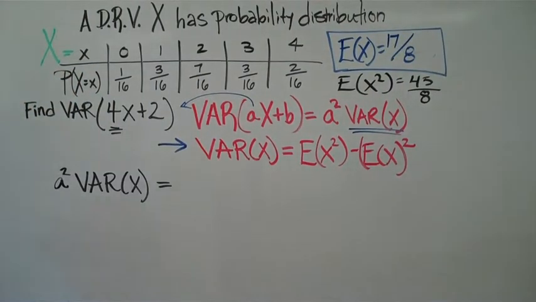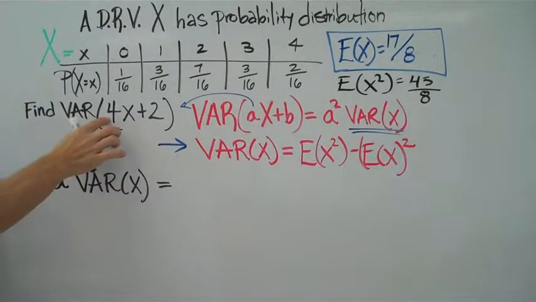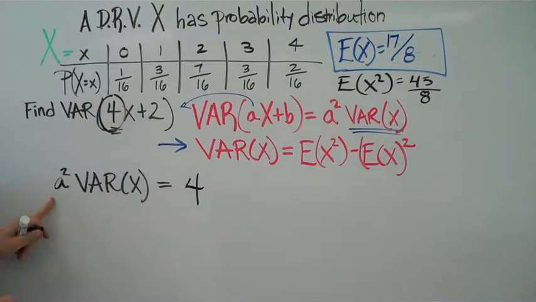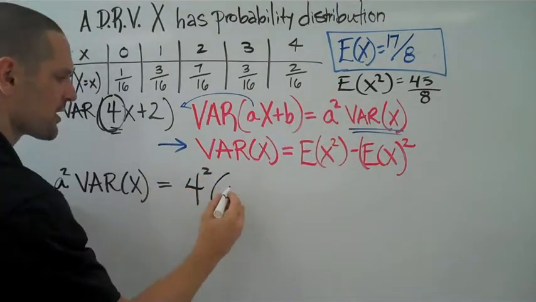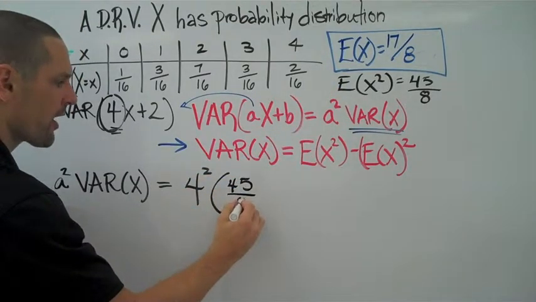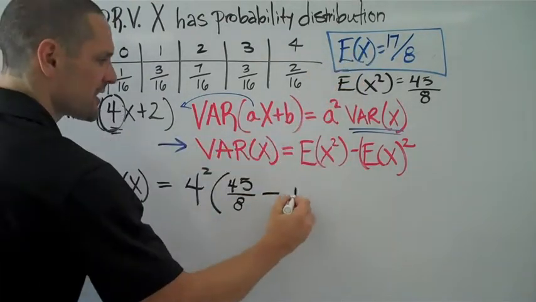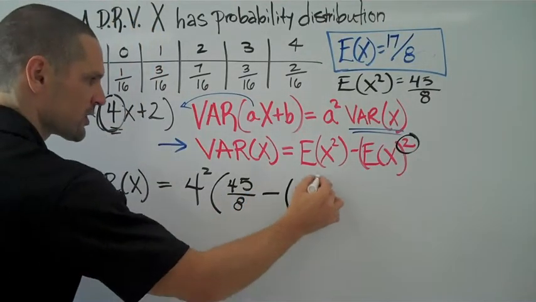Now we're in the position to finish this problem. I know that the variance of ax plus b, where a is 4, is going to be a squared times the variance of x. What's my a? It's 4, so it's going to be 4 squared times the variance of x. Well, the variance of x is E of x squared, which we found as 45 over 8, minus E of x. Well, what is E of x? It's 17 over 8, and we have to square that.